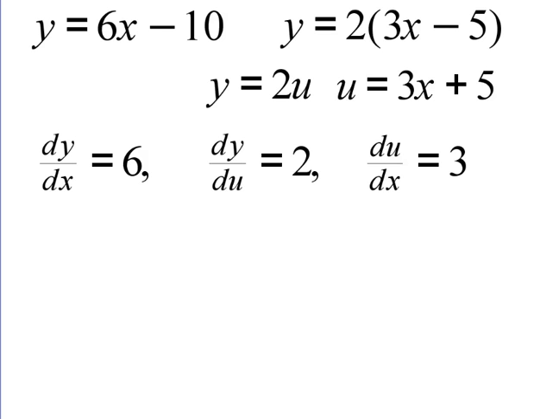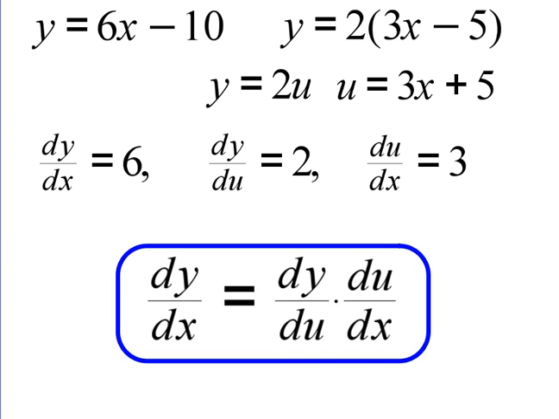And we know that if we take the derivative of y with respect to u, well, that's just 2, because u is our variable here, and we just keep the coefficient of 2. And if we take the derivative of u with respect to x, it's 3. And you may notice the coincidence that 6 is equal to 2 times 3. And that, in fact, is not a coincidence. That is the chain rule. This is the chain rule right here, just saying that dy dx, when y is a composite function of x, then you can simply take the derivative of y with respect to u and then multiply by the derivative of u with respect to x.